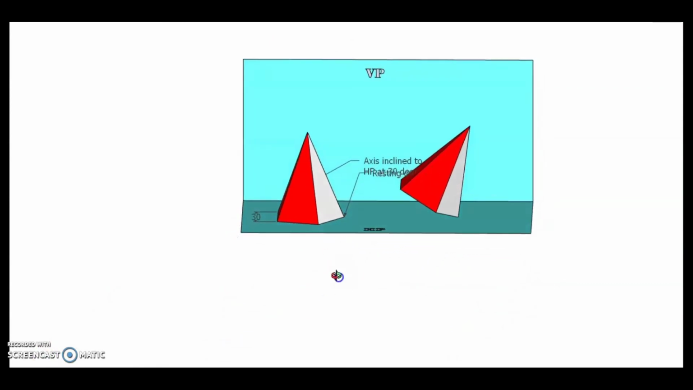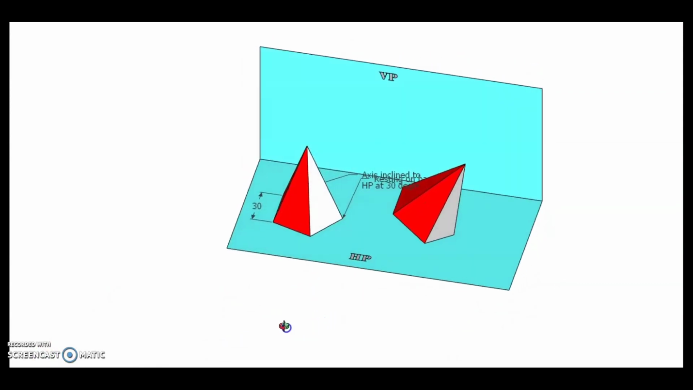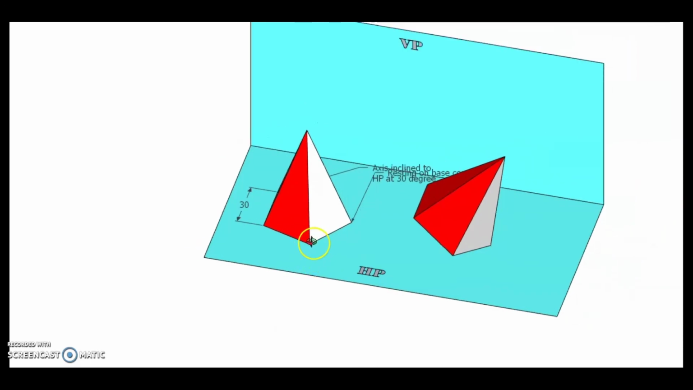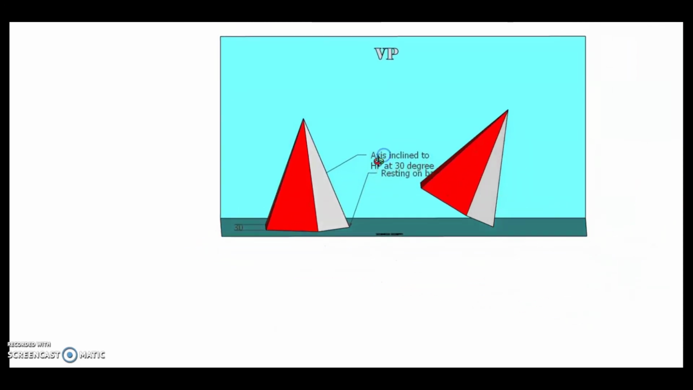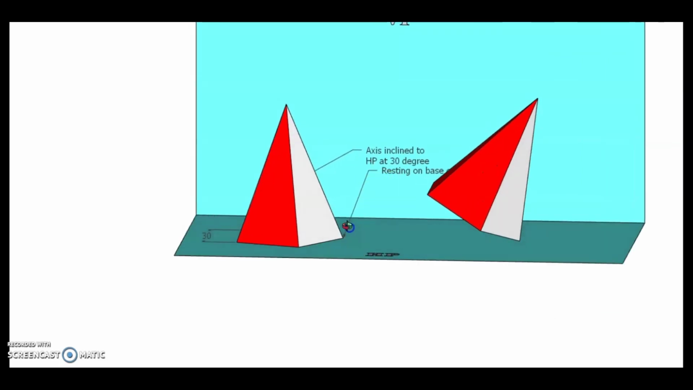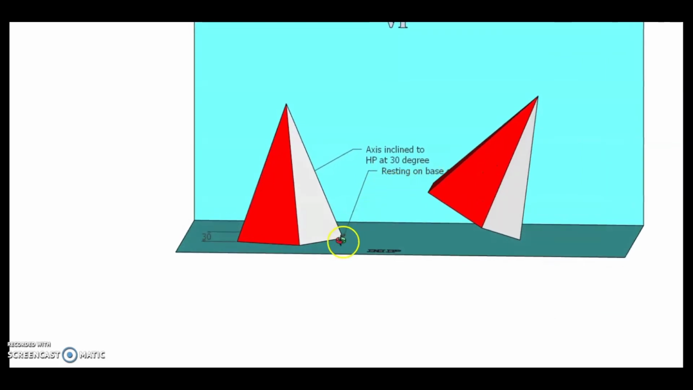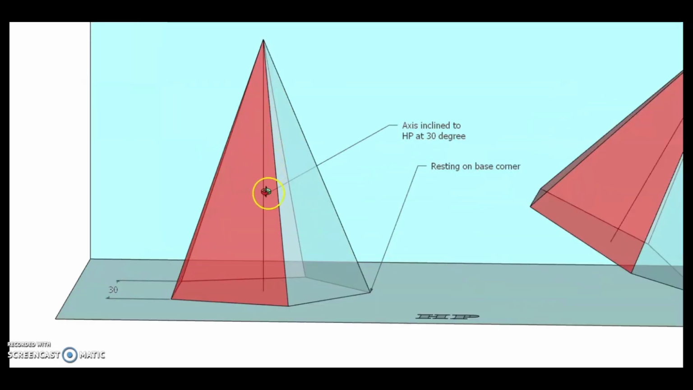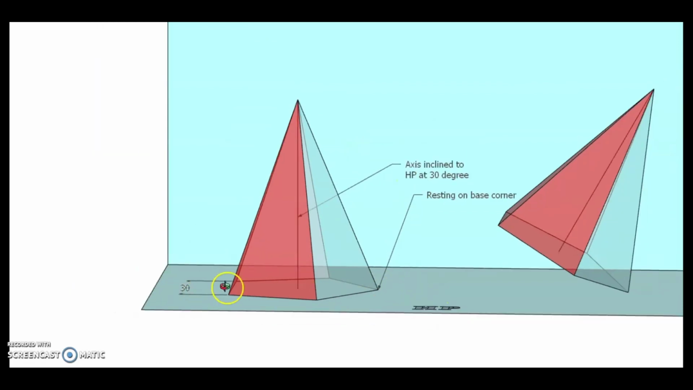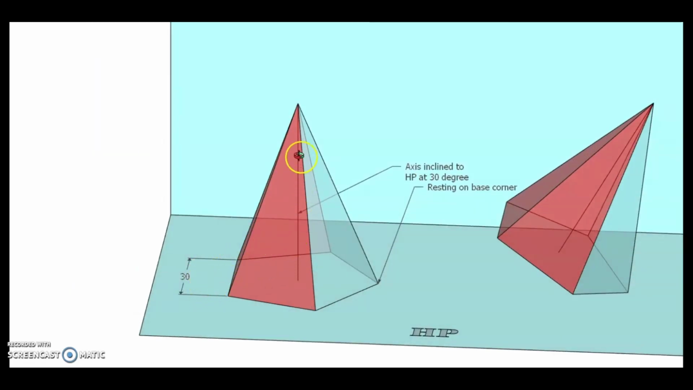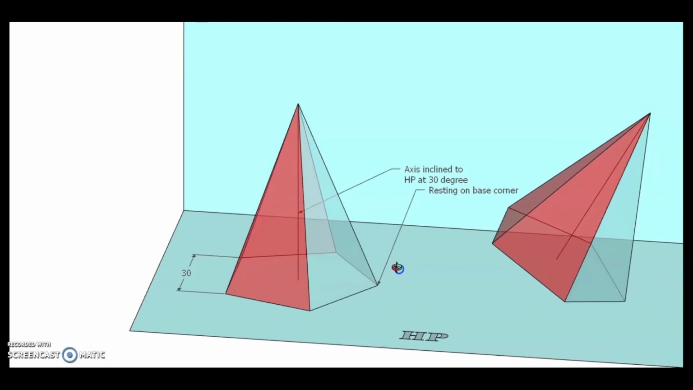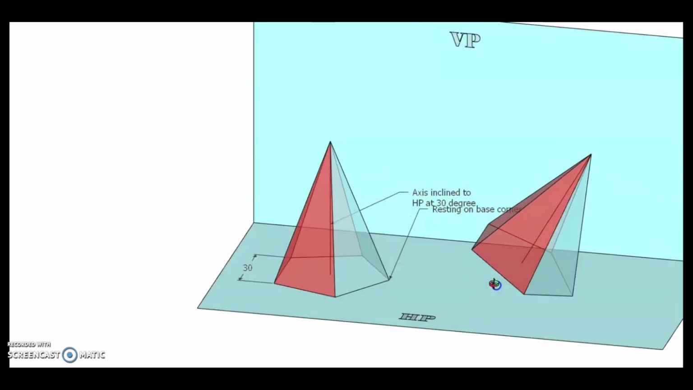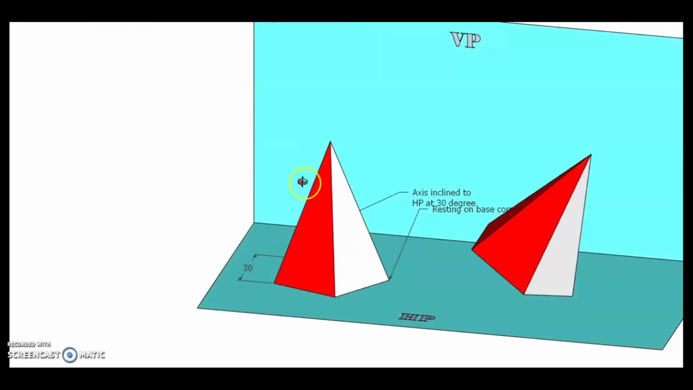So this is the next case in which the pentagonal pyramid is given. It is resting on one of its base corners, and the axis should be inclined at 30 degrees to the horizontal plane. Its dimensions are given, the axis height is also given, and the final inclined condition is also given.